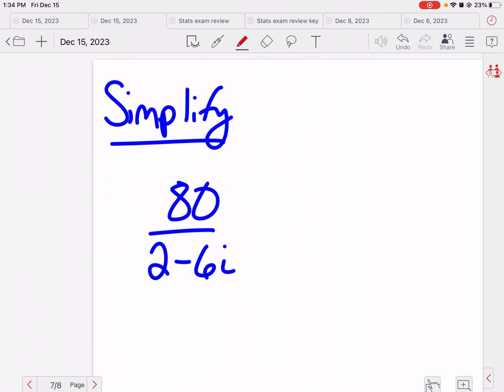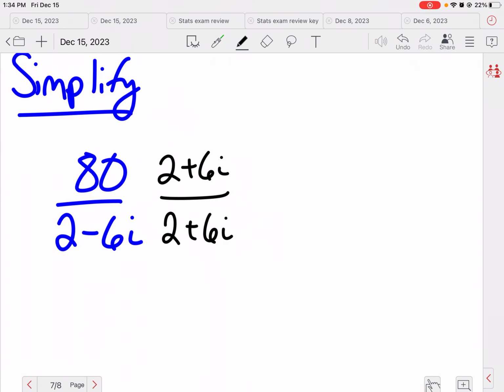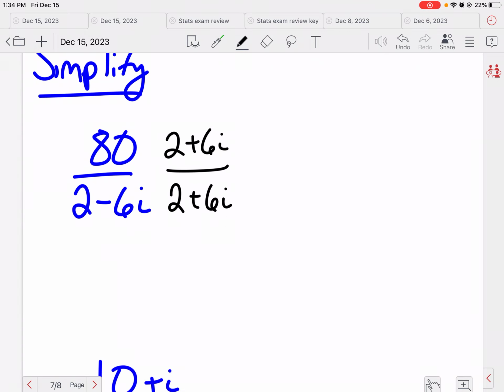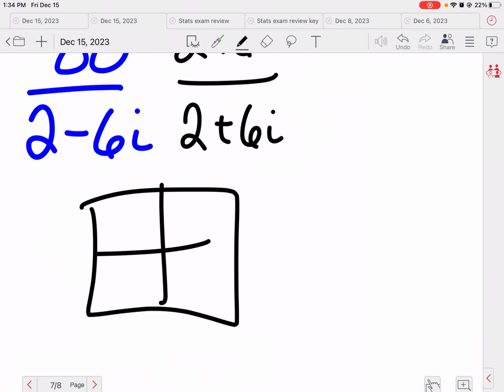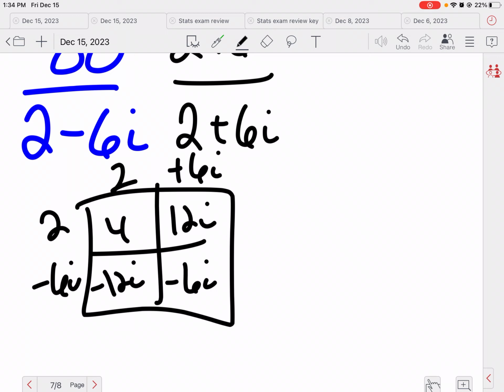All right, simplify this. We do not like i's in the denominator because they are a radical. So we are going to multiply by the conjugate, which is just the exact same numbers, but with a different sign. So if it's positive, it switches to negative. If it's negative, it switches to positive. I am going to go ahead and box method this guy out here. So we have 2 minus 6i and 2 plus 6i. 4, 12i, negative 12i, and negative 36i squared.